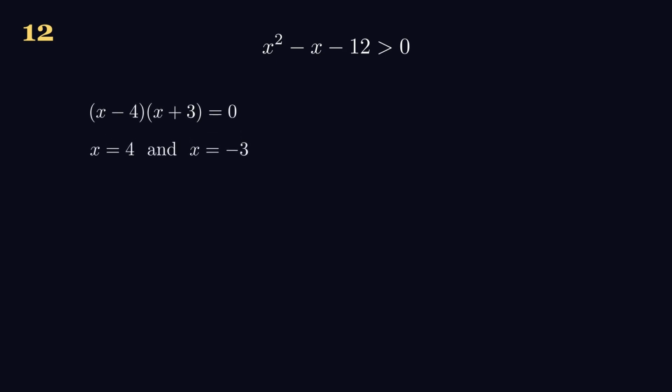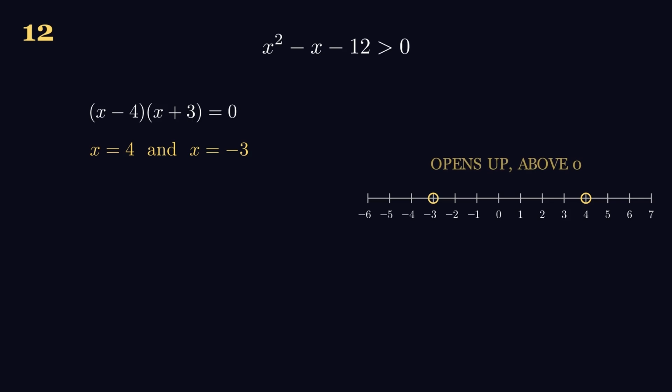Number 12. Solve x squared minus x minus 12 greater than 0. Find the roots first. Factor. x minus 4 times x plus 3. Roots are 4 and negative 3. It opens up, and we want where it sits above 0. That's outside the roots. So x less than negative 3 or x greater than 4.